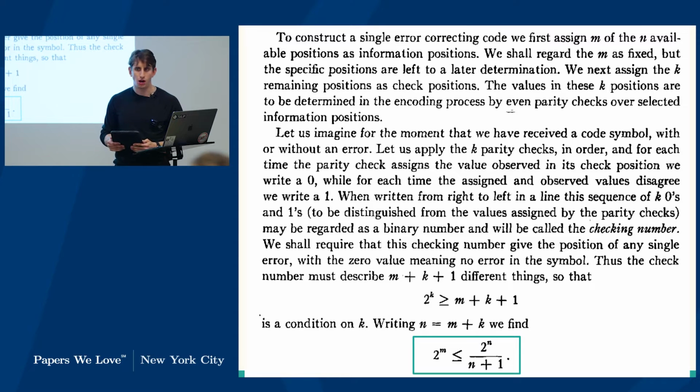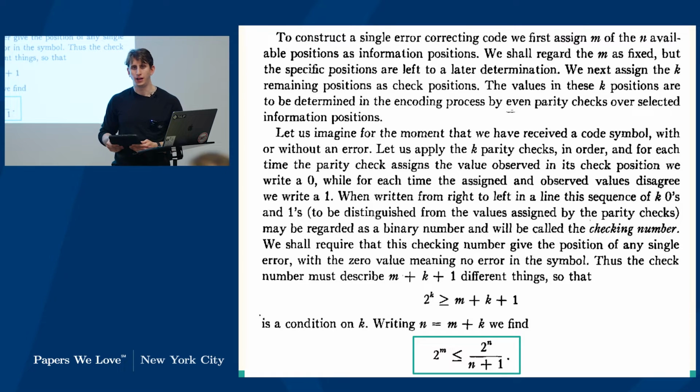You have some message of size n, so you have n bits. Then you have some number k. This is the amount of bits you use to do some sort of checking. And then you have m, which is the actual payload you can have in there. So you have m equal to n minus k.